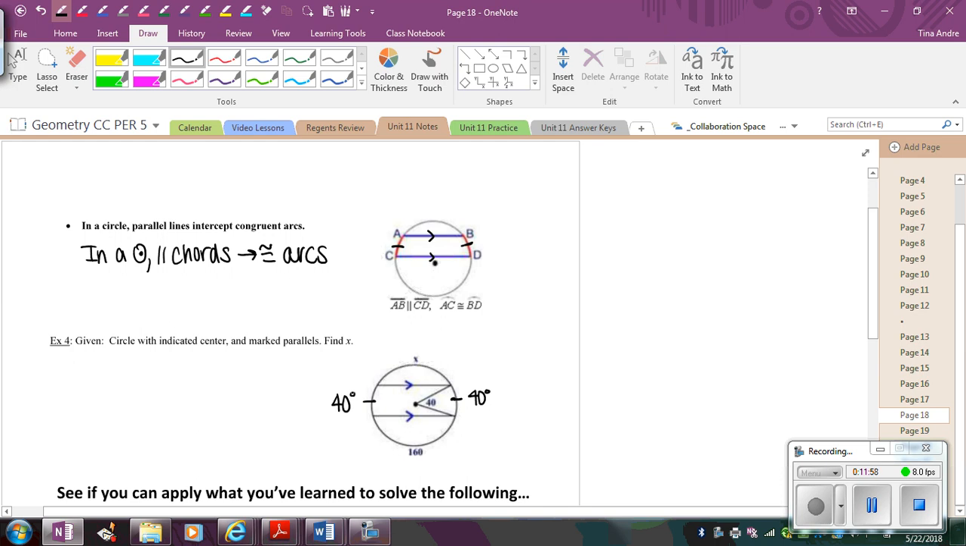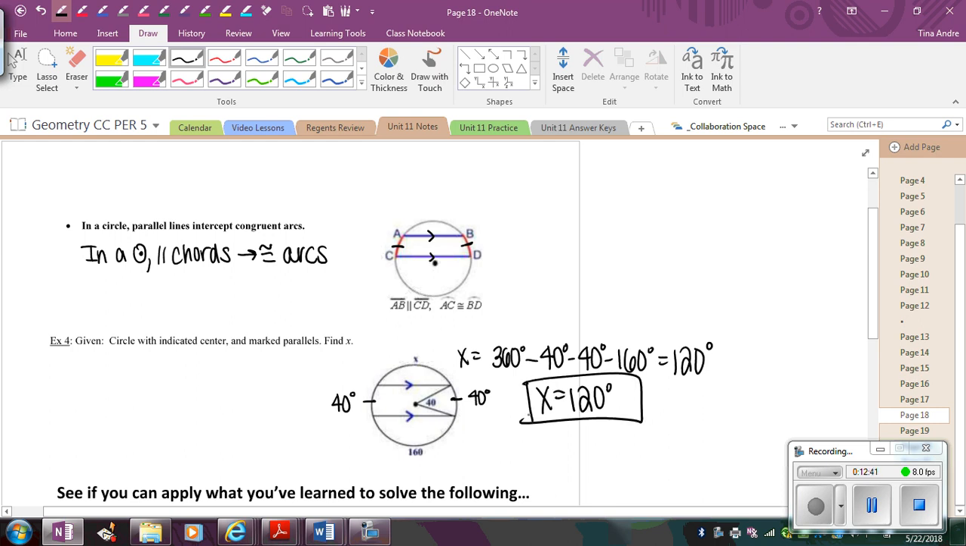Instead of writing that all up, just for time's sake, I'm just talking through it, but I would want you to be writing this and explaining it if this was something you were turning in. So I have the parallel chords, which gives me the congruent arcs. The central angle is equal to the arc. And then the last thing is that all of the arcs have to add up to 360. So if I subtract off what I have, 360 minus 40 minus 40 minus 160 gives me 120. So x equals 120. That's what's left over.